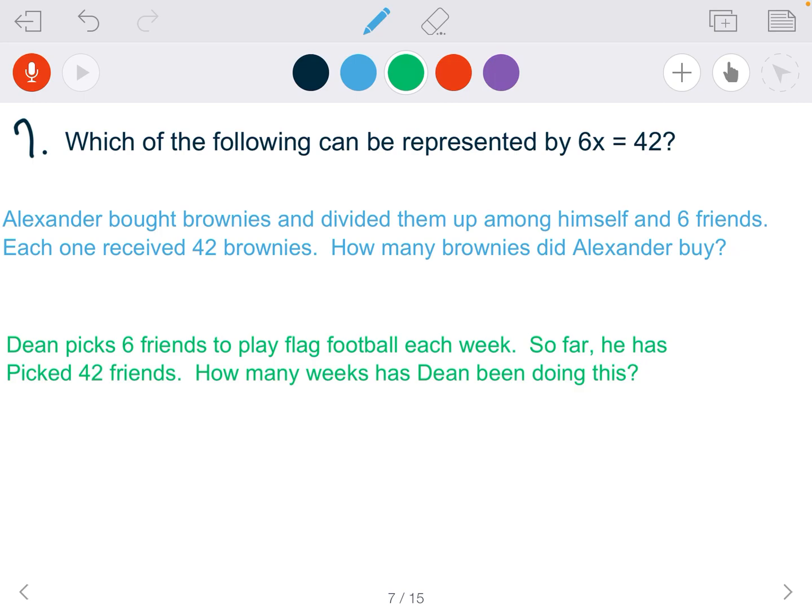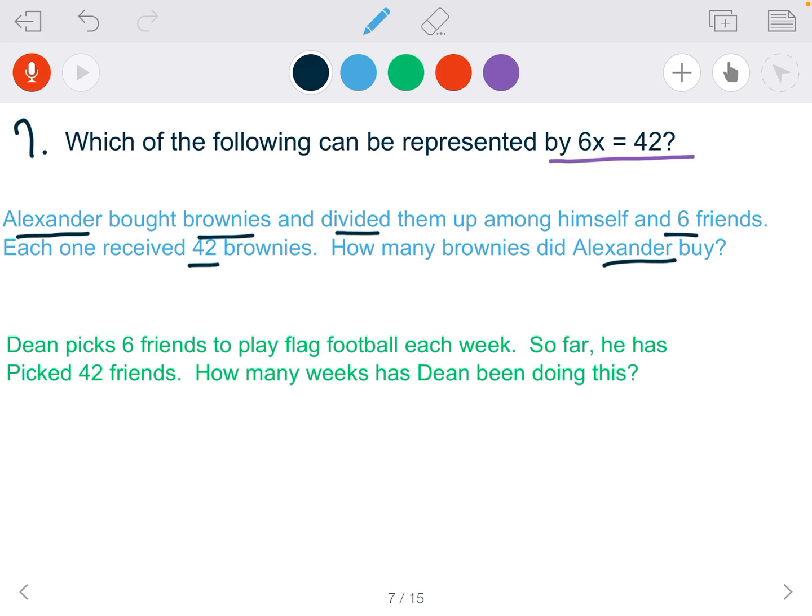Number 7. This is an example very similar to number 7 on the test. Which of the following can be represented by 6x equals 42? So they're giving you an equation, and you're trying to read the scenarios to see which one fits this equation. Let's look at the first one in blue. Alexander bought brownies and divided them up among himself and 6 friends. Each one received 42 brownies. How many brownies did Alexander buy?